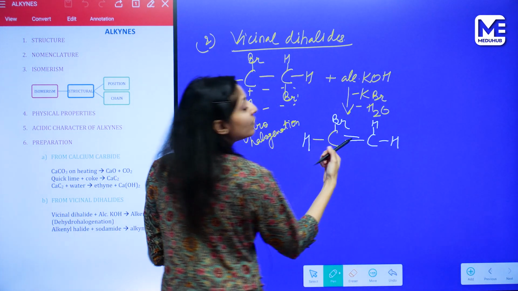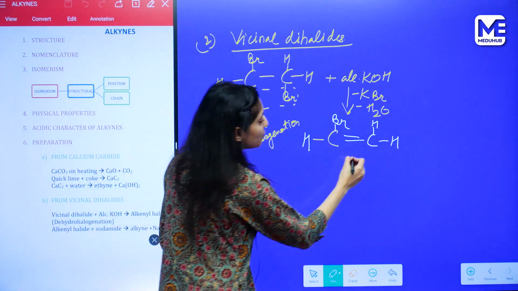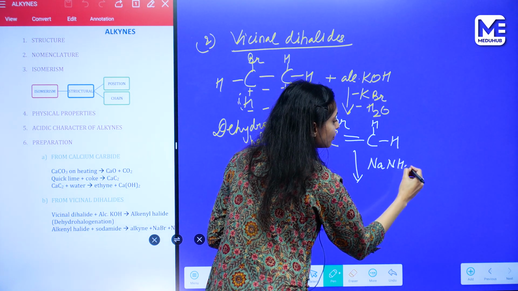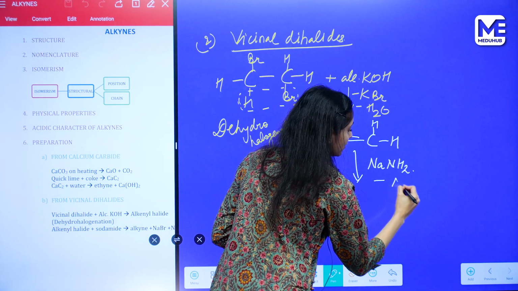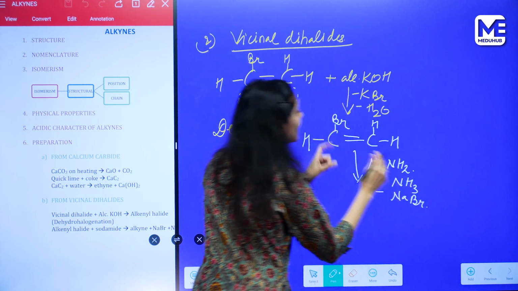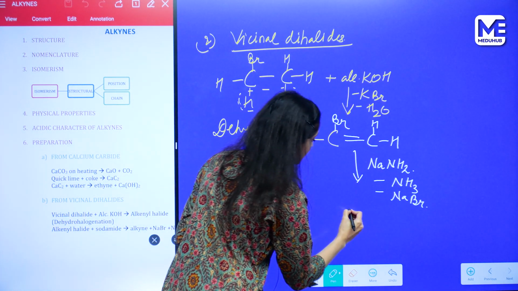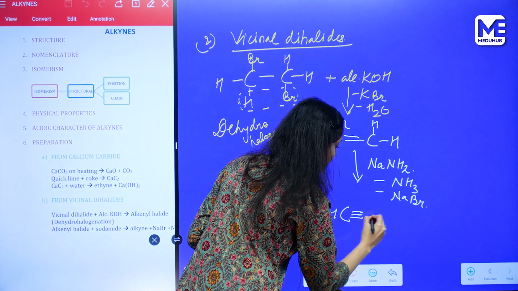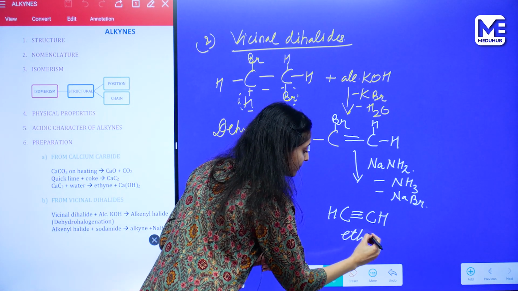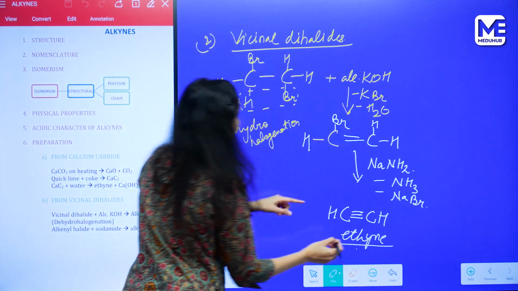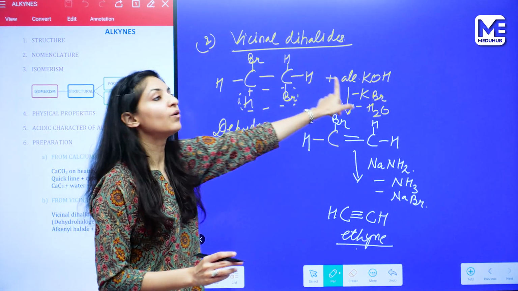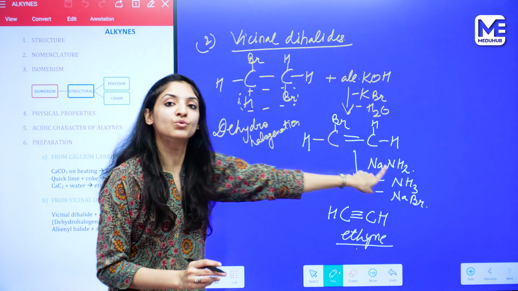This is a bromoalkene. Now when this bromoalkene is treated with soda amide, NaNH2, ammonia will be released, NaBr will be released and we will get the corresponding alkyne, CH triple bond CH. We will get ethyne from dibromoethane. So what do we do? We treat it with alcoholic KOH followed by treatment with soda amide.